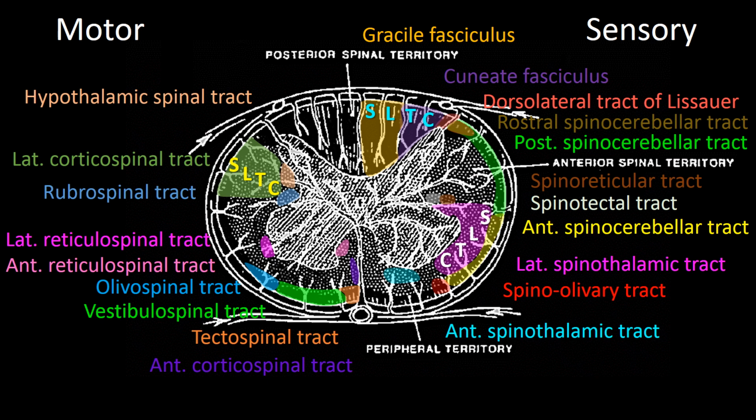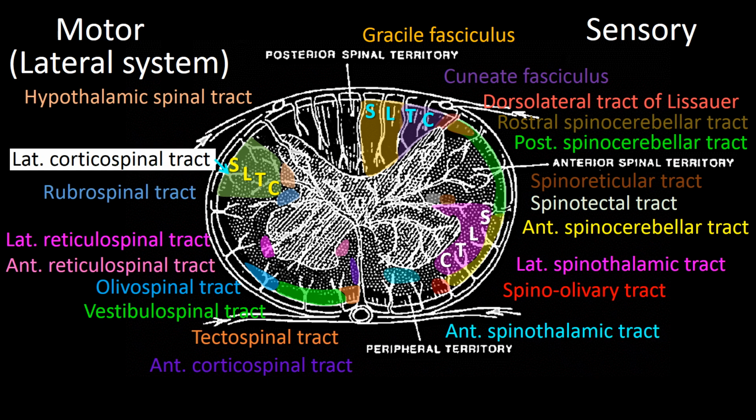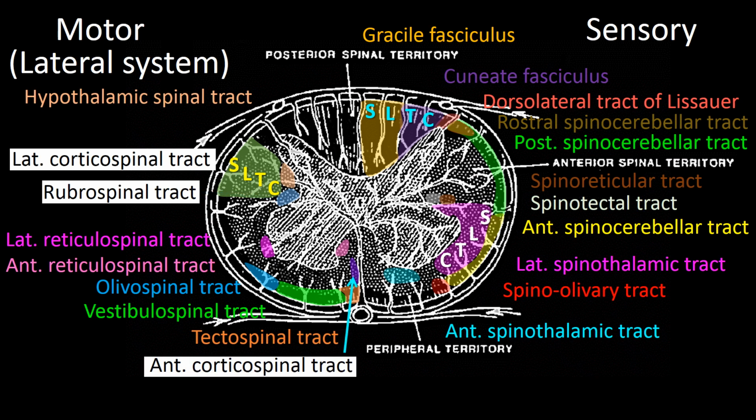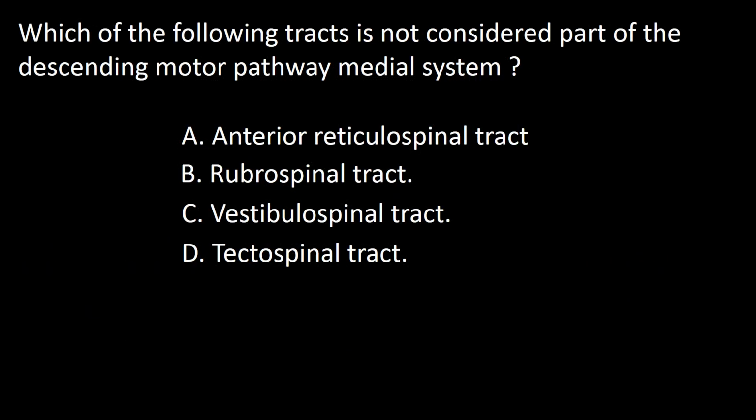The other system is the lateral descending motor system, which consists of the lateral corticospinal tract, which is organized at the level of the cervical spine with its cervical fibers closest to the midline and the sacral fibers most peripheral, the rubrospinal tract, and the anterior corticospinal tract. So the answer to this question is B.